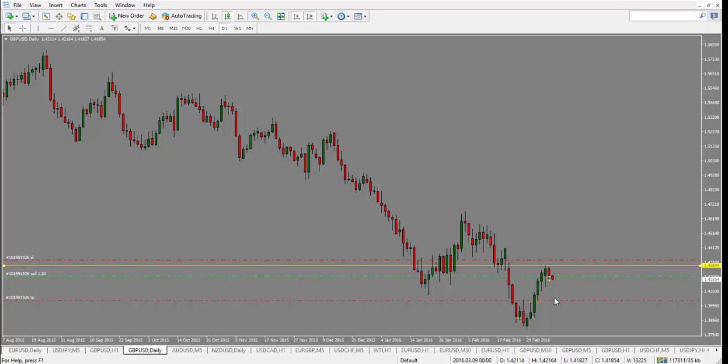So that's a couple of trade ideas. Again, they're for educational purposes only. You can try some demo trades on your platform and see how they play out, so you can keep an eye on them.